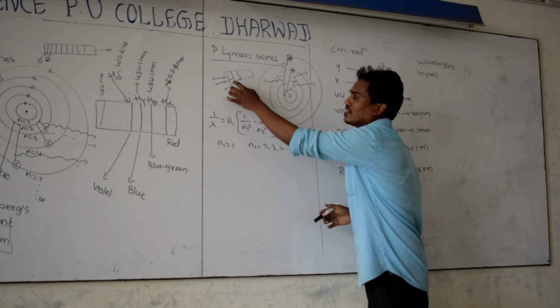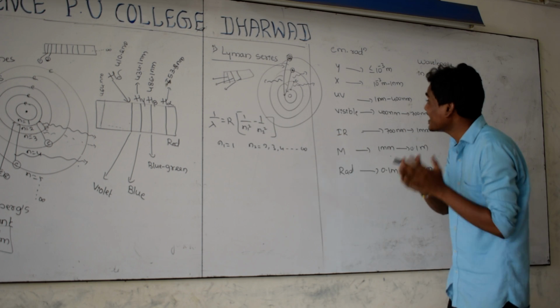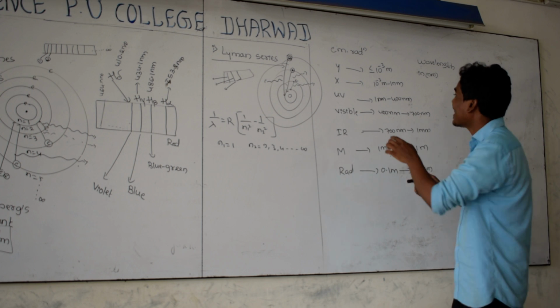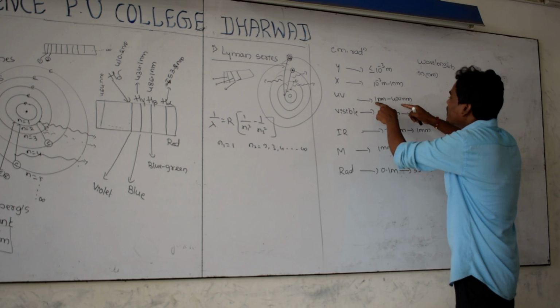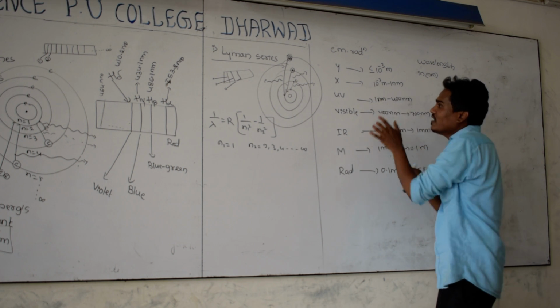He found out the wavelength of all these spectral lines. The value lies between 1 nanometer to 400 nanometer.